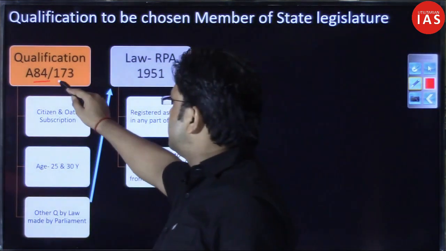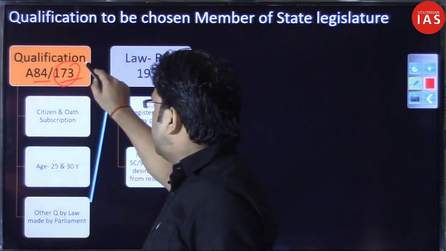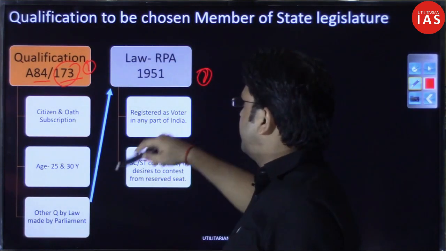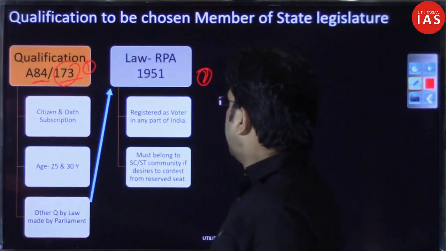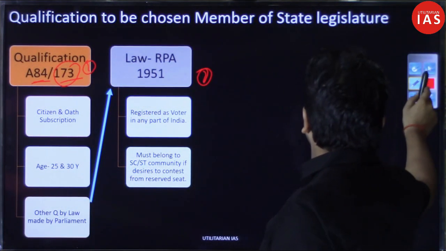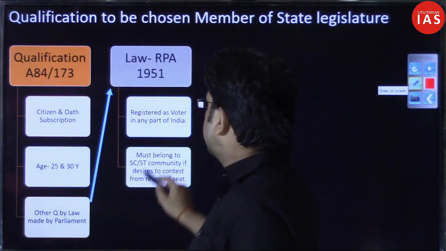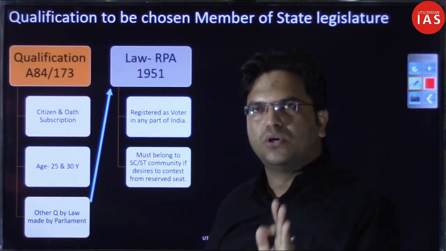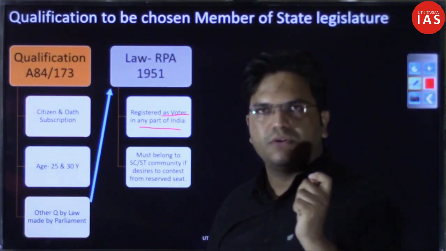The only difference for the MLA is of this article number, right? So that is one difference. And there are two differences. One difference is that Article 84 has been discussed, and the second difference is that in the RPA, the Representation of People Act, one qualification is that if any person wants to contest for Member of Parliament for the Lok Sabha and Rajya Sabha, he should be registered as a voter in any part of India, right?